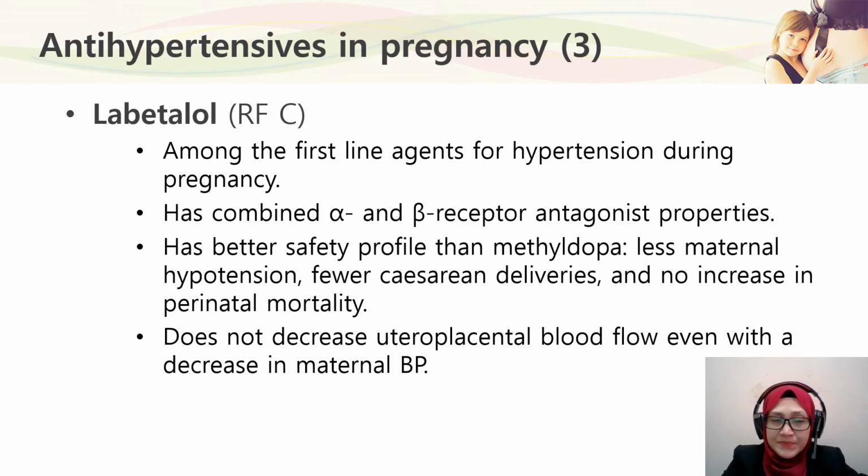For labetalol, it's pregnancy risk C. It's among the first line agents for hypertension during pregnancy, and it has a combination of alpha and beta antagonist properties. It has a better safety profile than methyldopa because it can cause less maternal hypotension, fewer cesarean deliveries, and no increase in perinatal mortality. So it does not decrease your uteroplacental blood flow even with a decrease in maternal BP. It does not compromise the blood flow from the uterus to the placenta, so the blood flow to the fetus is maintained.